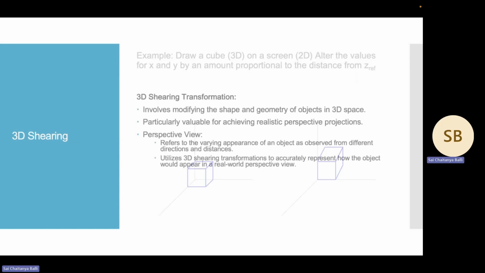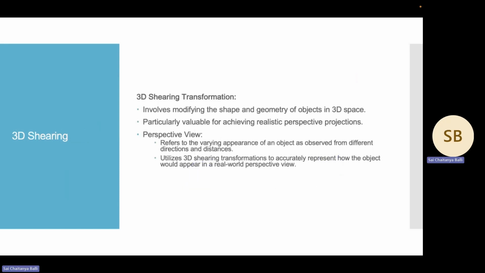And 3D shearing transformation. So basically 3D shearing involves modifying the shape and geometry of objects in 3D space, particularly valuable for achieving realistic perspective projections. What is perspective view? Perspective view refers to the varying appearance of an object as observed from different directions and distances, utilizing 3D shearing transformations to accurately represent how the object would appear in real world perspective view.